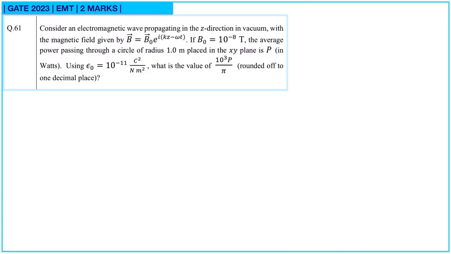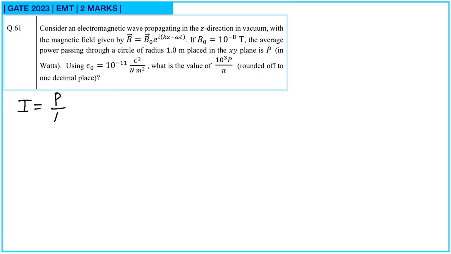Next question. Consider an electromagnetic wave propagating in the z direction in vacuum with the magnetic field given by this B bar, where B0 is 10 raised to minus 8 Tesla. The average power passing through a circle of radius 1 meter placed in the xy plane is P. Here epsilon naught is 10 to the power minus 11. What is the value of 10 raised to 3 P by pi?